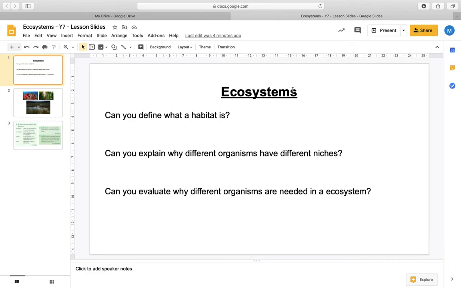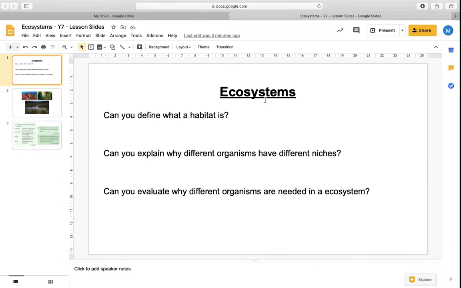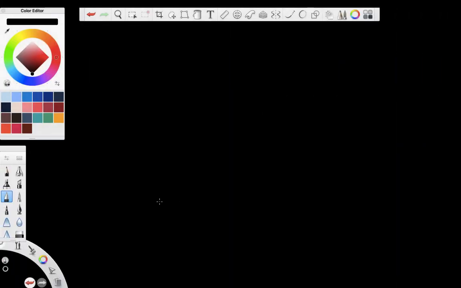Ecosystems. By the end of the lesson you should be able to define what a habitat is, you should be able to explain why different organisms have different niches, and you should be able to evaluate why different organisms are needed in an ecosystem. Now we're going to start with this first learning objective, defining what a habitat is, but before we do that we're going to define what an ecosystem is. And as we do for any other keyword in my lessons, we're going to write it in green. So our first keyword is the word ecosystem.